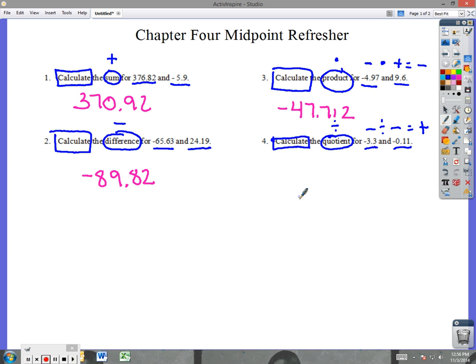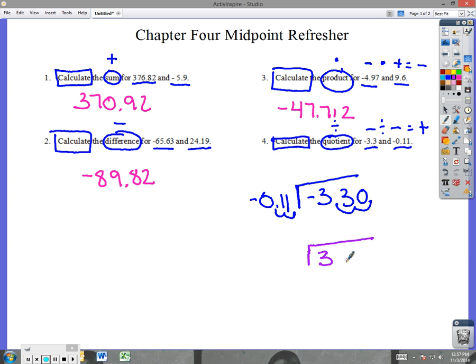Now, it's important that we set the division problem up correctly. There's my division bar. The 3 and 3/10 go inside. The negative 11 hundredths go on the outside. I move the decimal over once and twice. Move decimal over once and twice. I put a 0 here to hold place value. I'm going to rewrite this problem. Makes it a little easier for me to see.